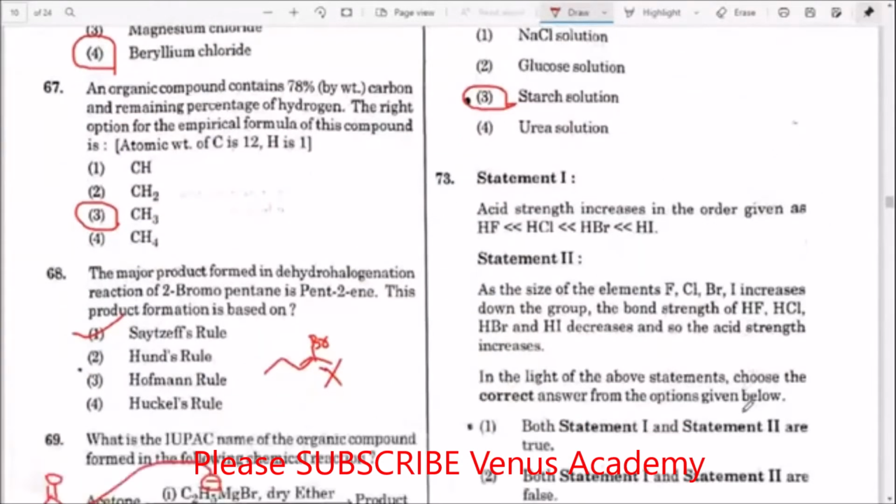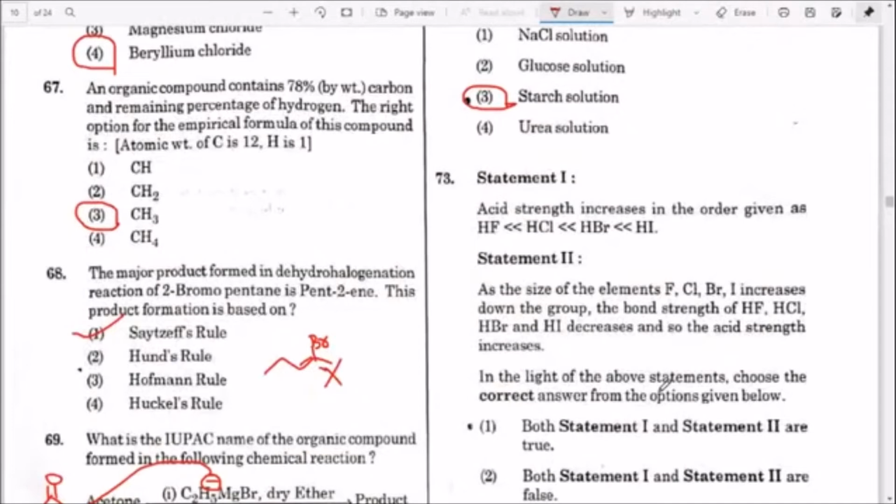Next, question number 73. Statement 1: Acid strength increases in the order given as HF, HCl, HBr, HI. Statement 2: As the size of the elements fluorine, chlorine, bromine, iodine increases down the group, the bond strength of HF, HCl, HBr and HI decreases. The size of the elements increases, bond strength decreases, and so the acid strength increases.